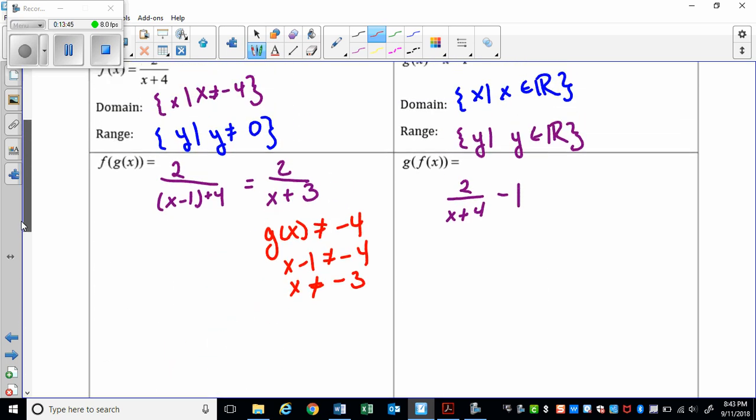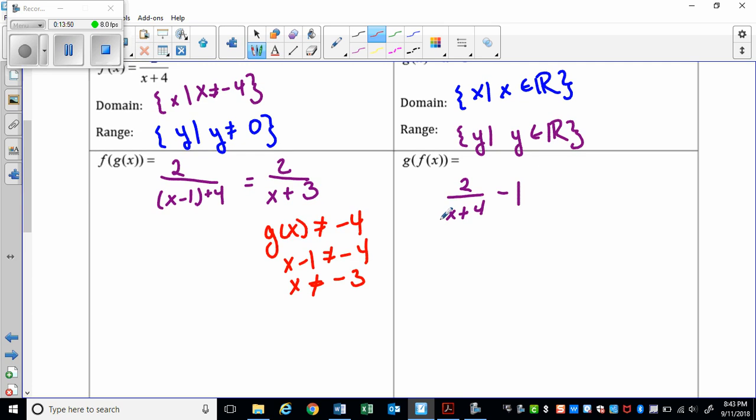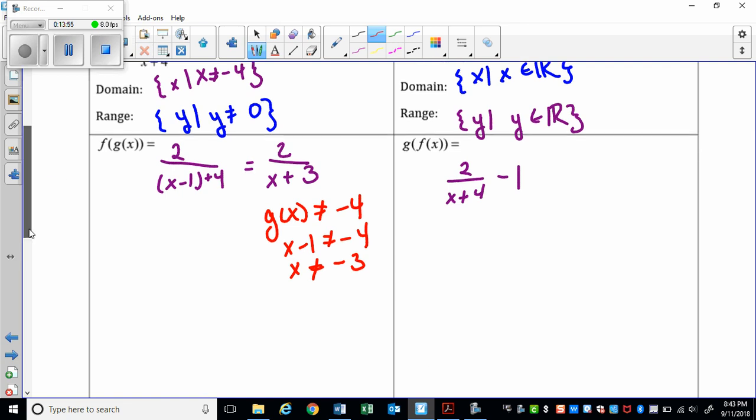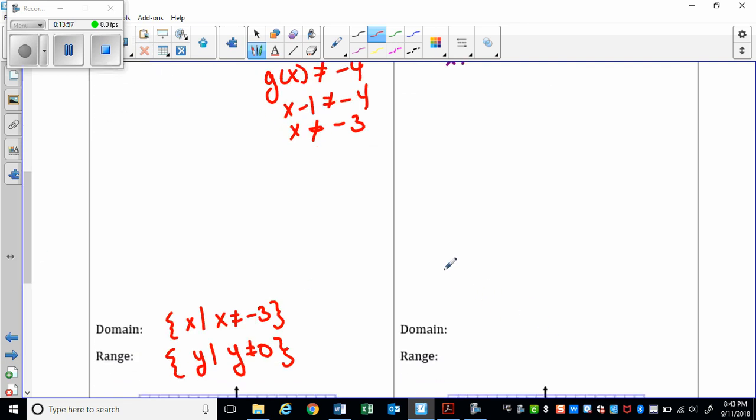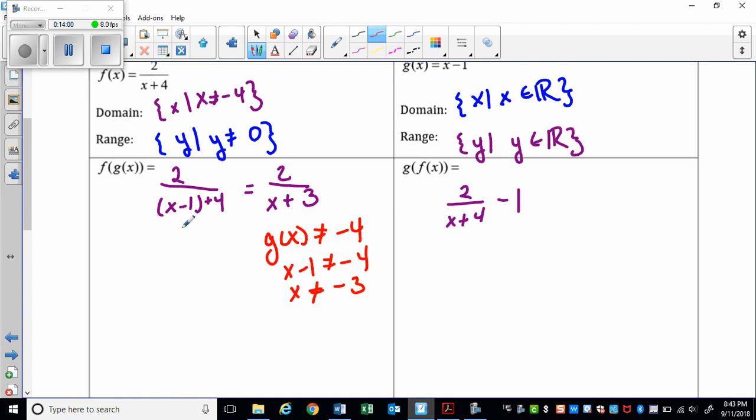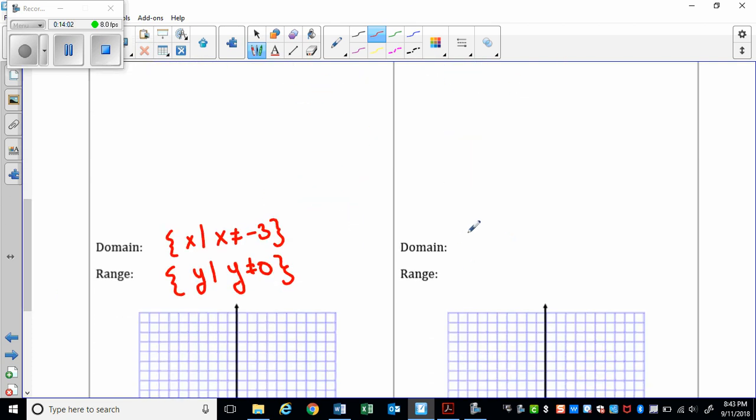Let's look at our other side, g of f of x. So we have 2 divided by x plus 4, minus 1. So our domain restriction is going to be when our x value is negative 4. Right? And our range is y cannot be negative 1. Let's look at that.